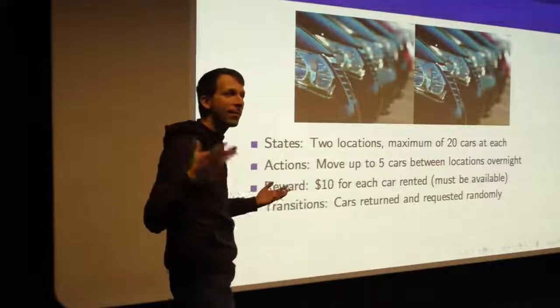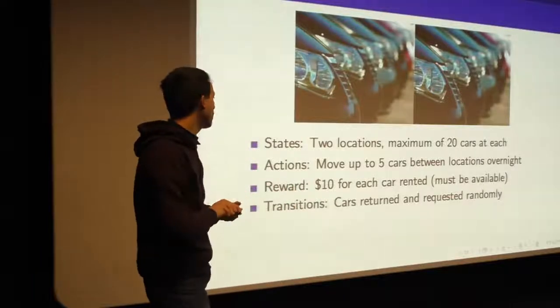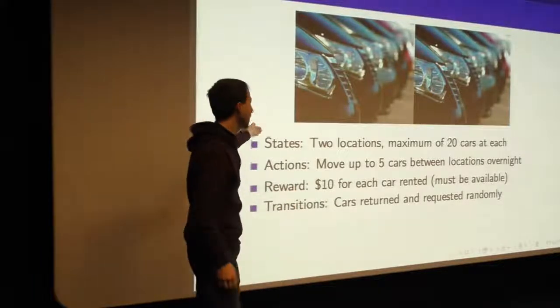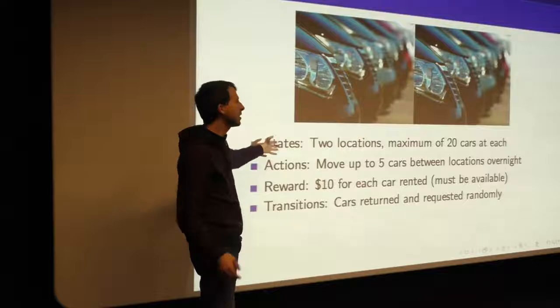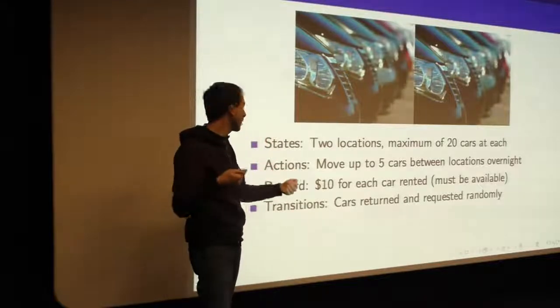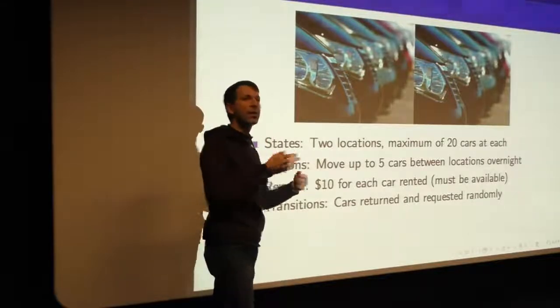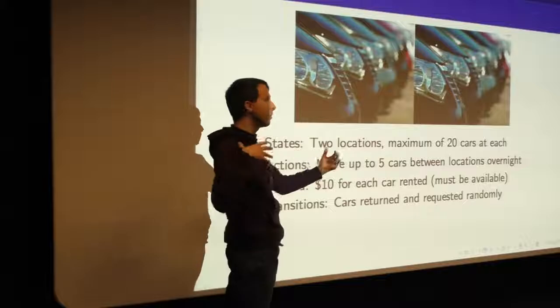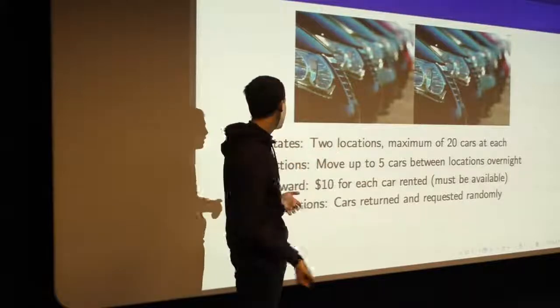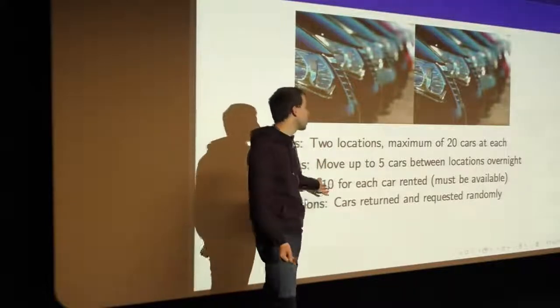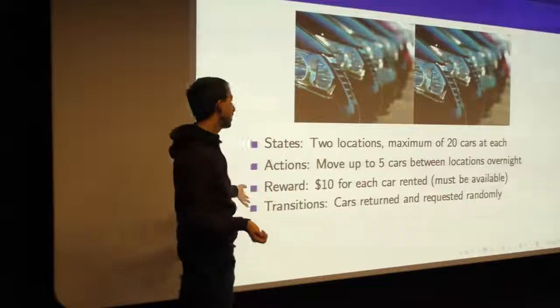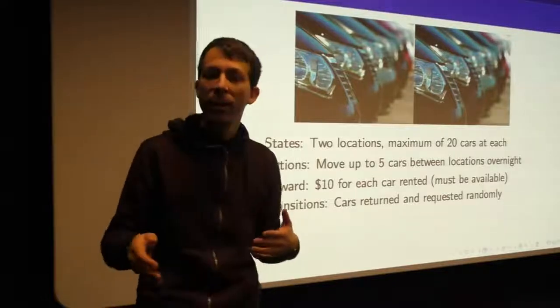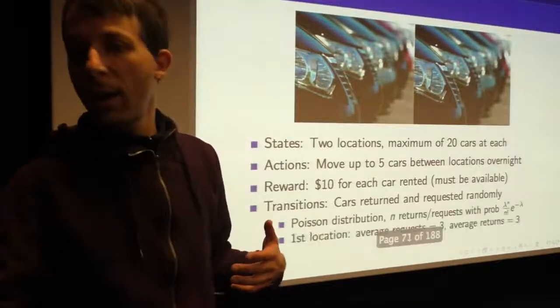So it's a relatively real-world scenario. We can formalize this as an MDP very simply by considering the states to be how many cars we have in the two locations. The actions are how many cars, from -5 to +5, we move from location A to location B every night. Reward is $10 per car that's rented. Transitions are the actual return and request process.